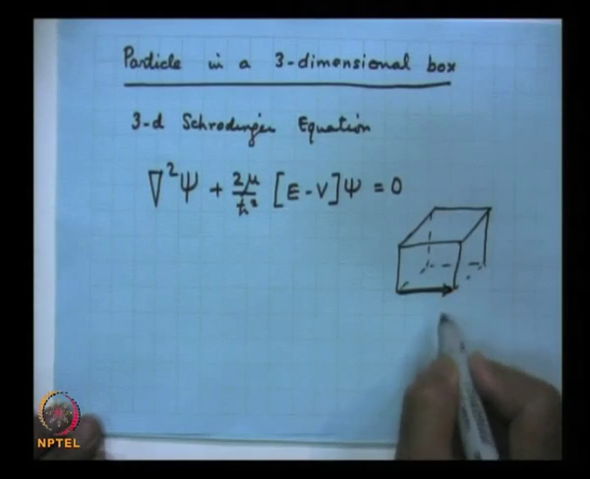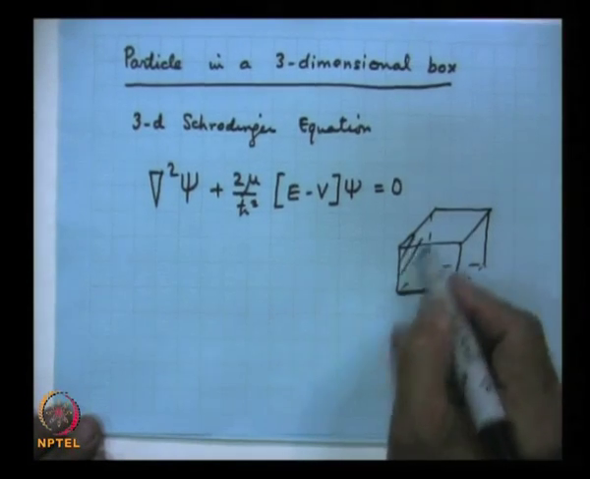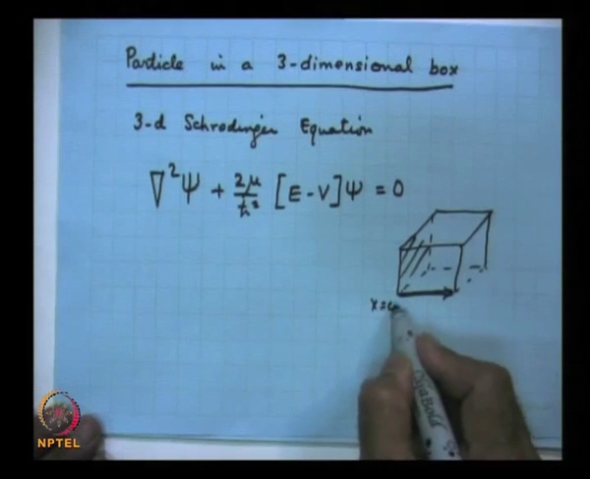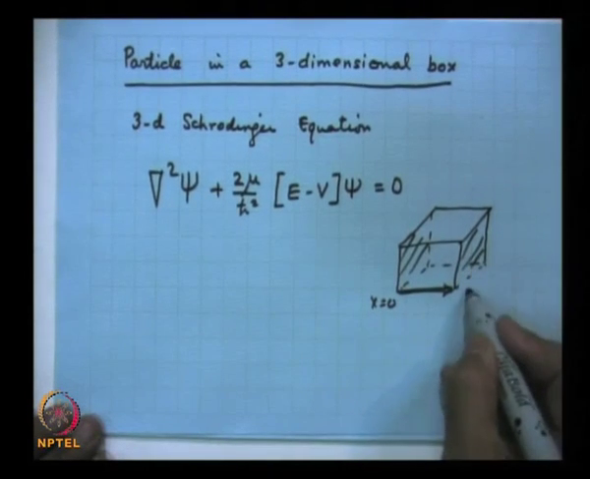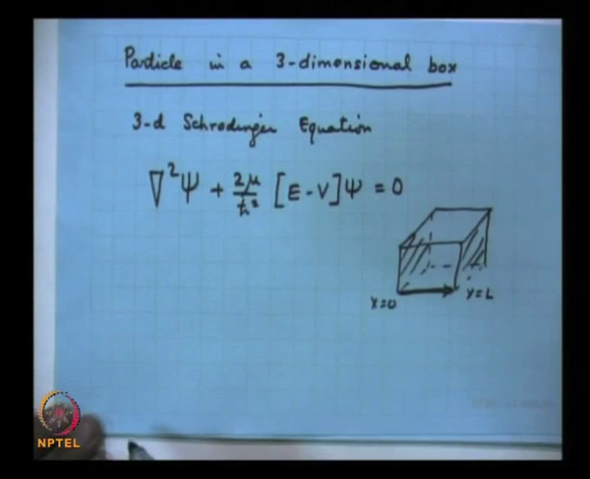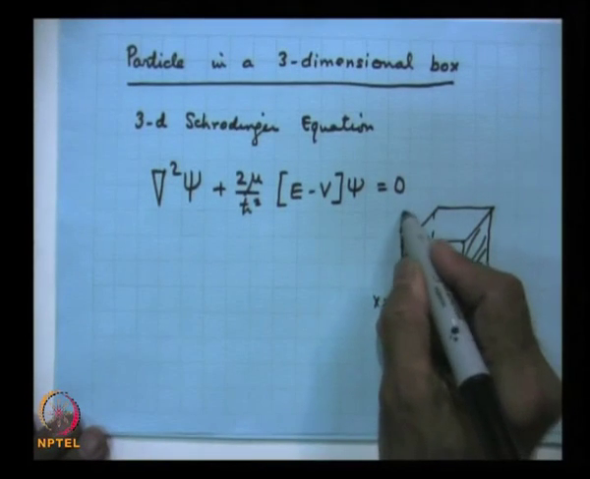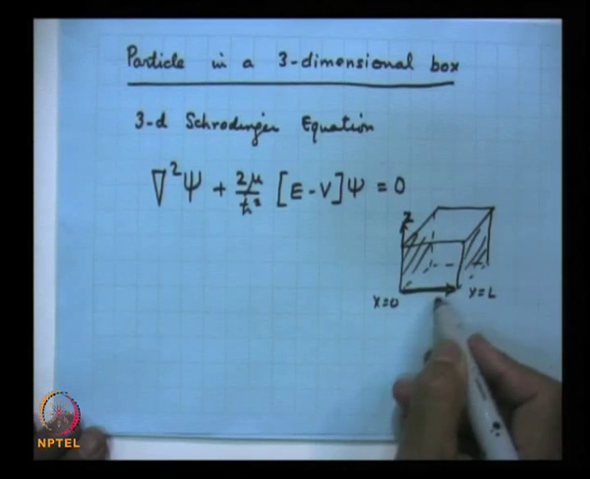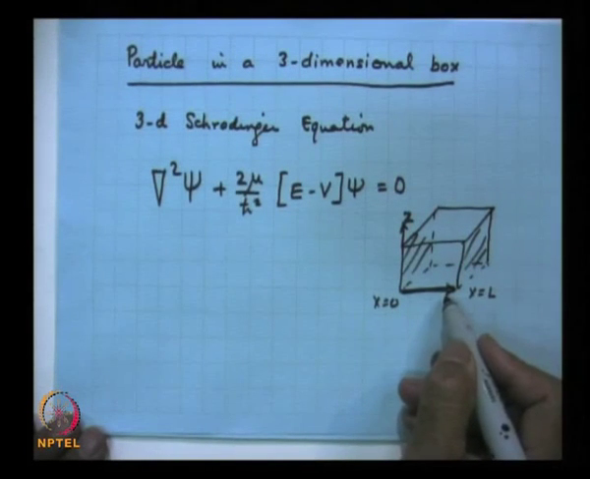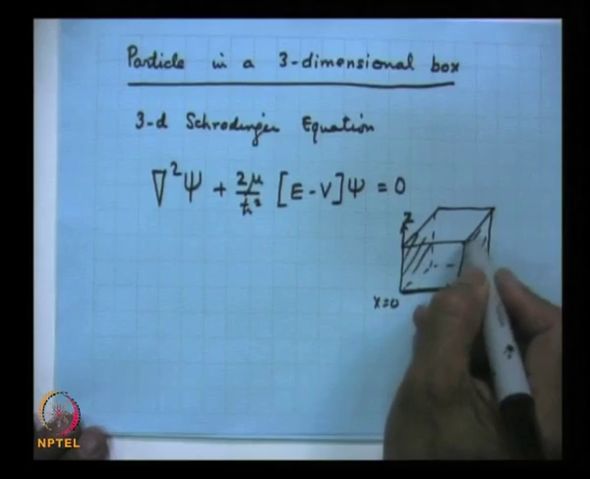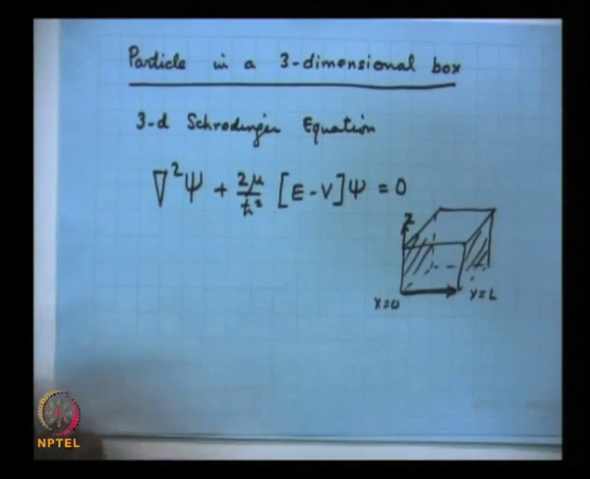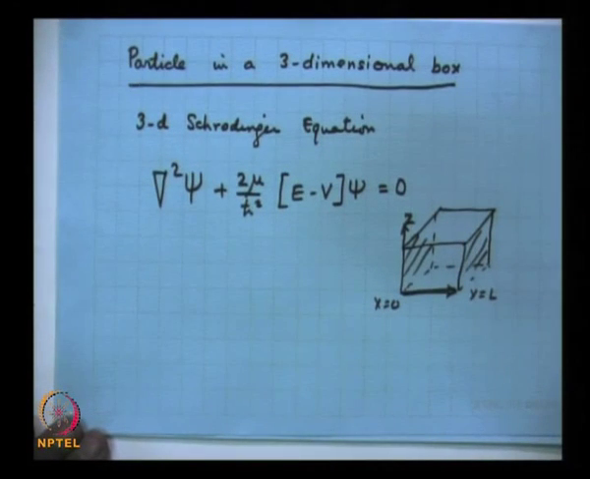So, for example, if I take this as my x axis, so this plane is x is equal to 0, and this side is x is equal to L. And similarly, if the vertical axis is the z axis, then the base is z is equal to 0, and the top, the roof, is z is equal to L.